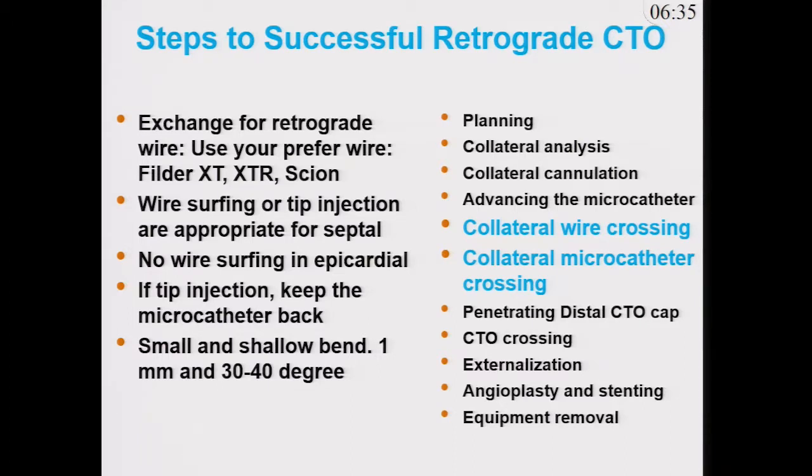Wire surfing and tip injection are appropriate techniques, and you're supposed to use tip injection when there is a septal. Remember, no wire surfing in the epicardials. In epicardial collaterals, you have to do wire manipulation. When you do tip injection, it's better to pull back the tip of the catheter a little bit, to prevent injecting into a small branch or small collateral that you might dissect or create some problems. Also remember, as emphasized by the other presenters, you have to do a very small bend, only 1 millimeter, with a 30 to 40 degree angle on the tip.